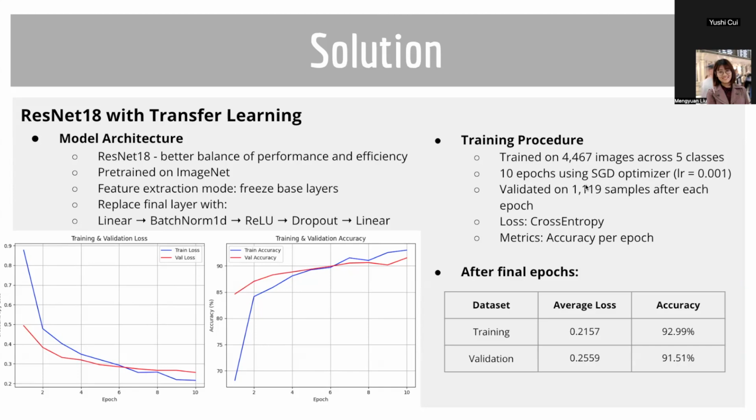And we track the training and validation loss and accuracy across each epoch, as shown in the graph. The training loss steadily decreased, while accuracy increased to 92.99%, and the validation accuracy reached 91.59%. So it demonstrates strong generalization to unseen data, and it also shows that it achieves a better performance than the custom model.